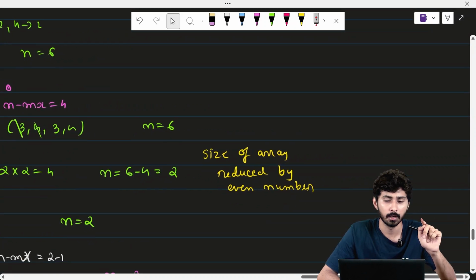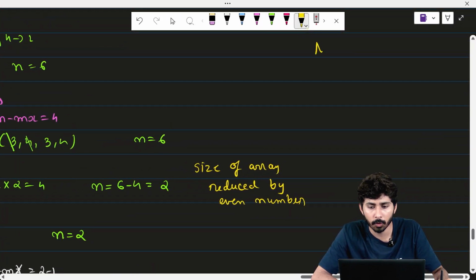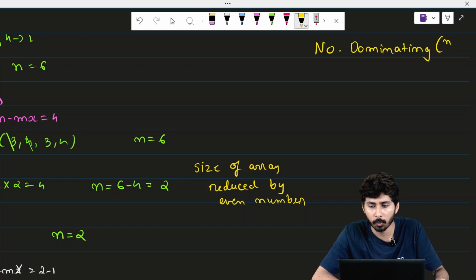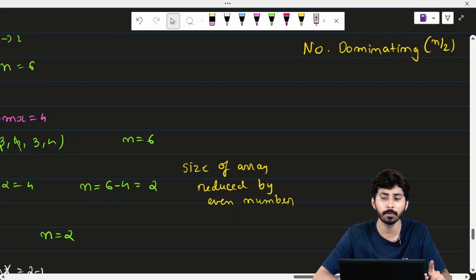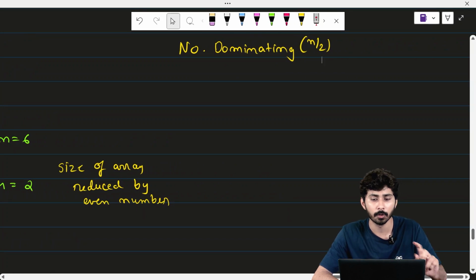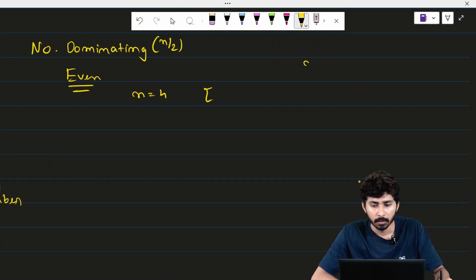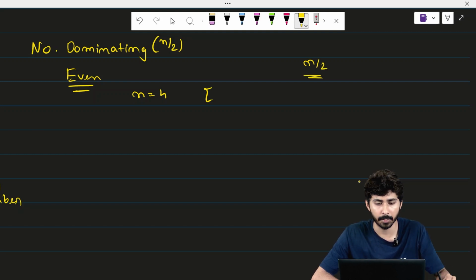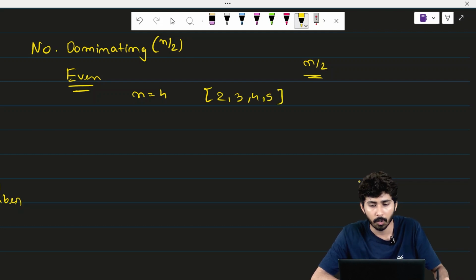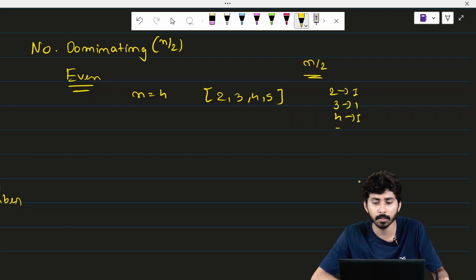Okay, that's for sure. Let's take one more example in which there is no dominating number, and I hope it's clear that a dominating number has frequency greater than or equal to n by 2. No dominating number. Let's take an even size array. Let's take n equals to 4, and there will be no dominating number. Okay, so I'll take an example in which there is no dominating number whose frequency is greater than or equal to n by 2. I'll take 2, 3, 4 and 5. This is an example. Okay, fine. Now all of them have one frequency, and here I can assure you that the output will be 0.